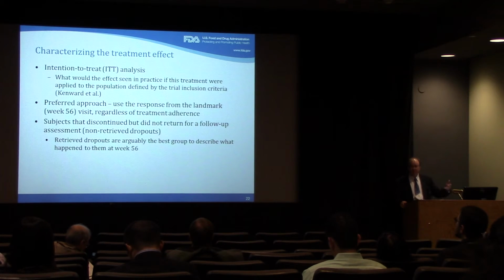Now then, to try to get an ITT type of analysis, what was the actual measurement of the subjects that we don't have measurements for? Well, one, we do use all measurements. And two, we're going to use the retrieved dropouts in a given arm to help model what would have happened to the non-retrieved dropouts.